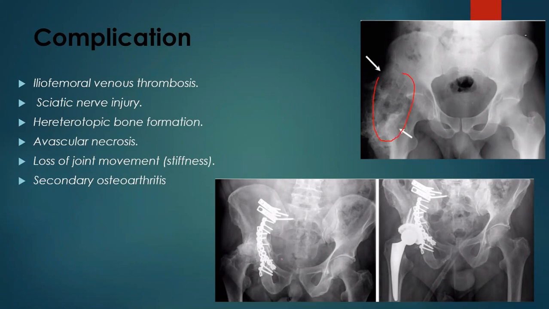Avascular necrosis, loss of joint movement, stiffness, and secondary osteoarthritis are also complications, as is shown in this diagram, and that is treated by hip replacement surgeries.